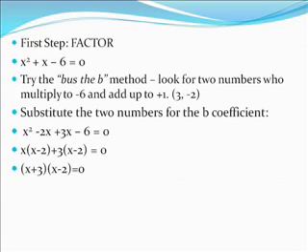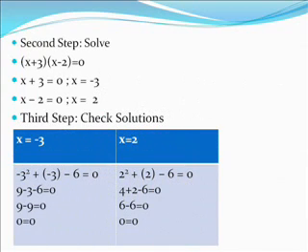So then we will substitute those numbers in for the b coefficient and factor out until we get two factors of the equation. Once we have our factors, then it's time to solve the equation. We set each factor equal to 0, and we solve for x. And we get the solutions -3 and 2.